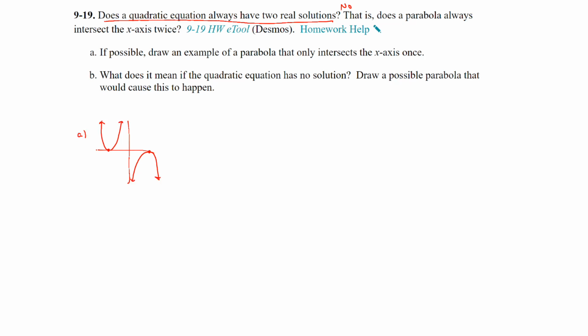B, what does it mean if the quadratic equation has no solution? Draw a possible parabola that would cause this to happen. Well, to have no solutions, the parabola will not intersect the x-axis at all. So instead of going down and crossing it, this parabola will never cross the x-axis, so therefore there are no solutions. And same thing could happen on the other side.